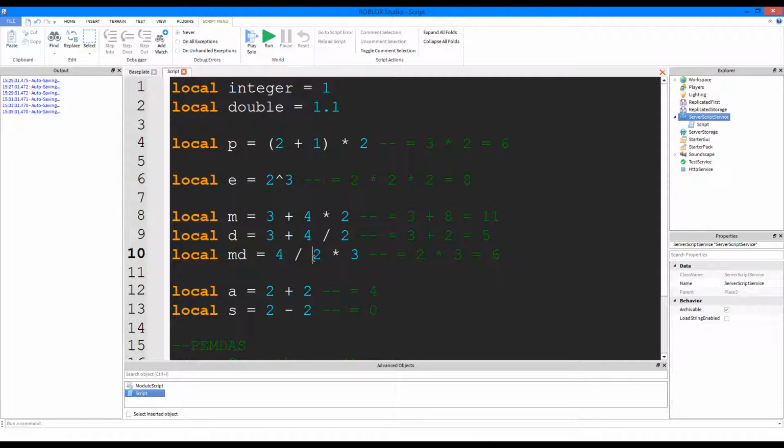Now if we had parentheses here, that would change everything because parentheses goes first, okay? Parentheses always goes first. So now, yes, it would be 4 divided by whatever the answer to 2 times 3 is, and 2 times 3 is 6, so it would be 4 divided by 6. But that is not the equation we have here. We have 4 divided by 2 times 3. So it's 4 divided by 2 first, and then it's that times 3.